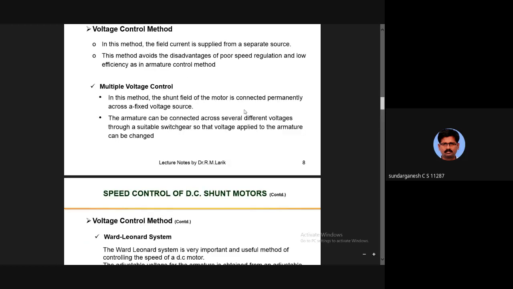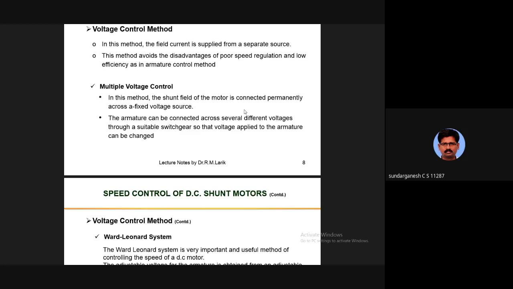In this method, we take the shunt field coil and connect it to a separate voltage source. The armature is connected across different voltages by switchgear. So we are separating the shunt field coil and the series field coil. The shunt field coil is connected to a source which is fixed.